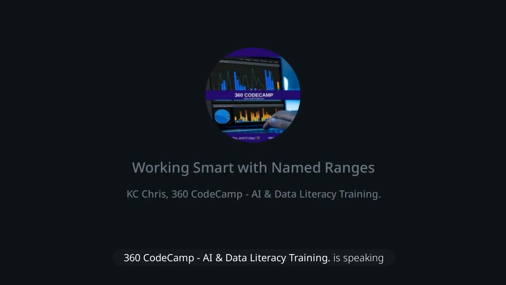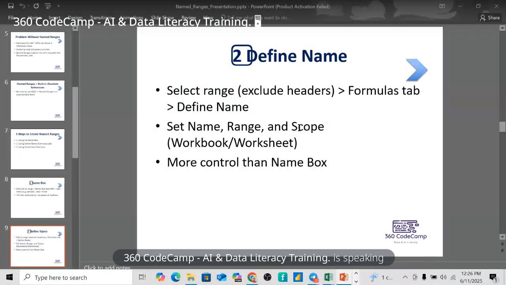Then the second option to assign name ranges to your cell or range of data is define name, like I talked about. To do this, you select the range, excluding the headers, I mean to say. Let's say the header is in A1, then the actual data starts from A2. So you select from A2 down to where the data stops without selecting the headers, because the header actually has the name of the header.